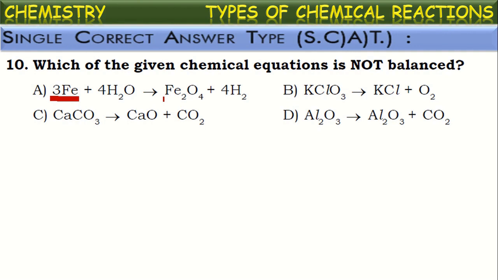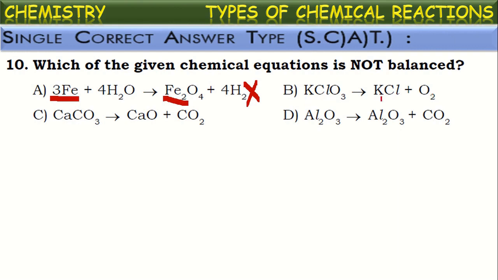But how many atoms are on the right hand side? Only two atoms are there. So now you can say this is not a balanced equation. It is not a balanced equation. See the next one. KClO3 gives KCl plus O2.